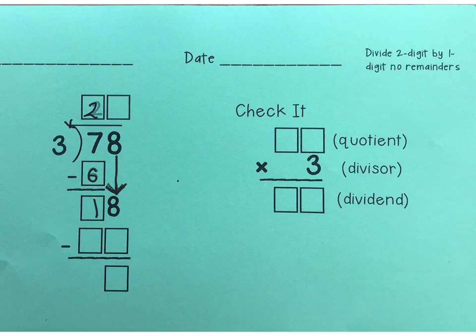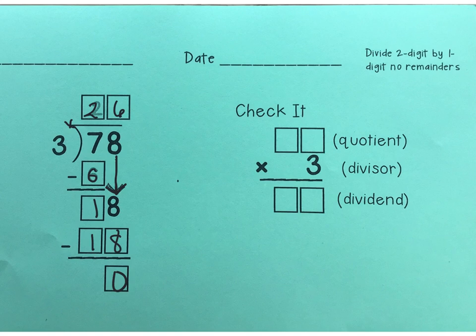18 divided by 3 is 6. 6 times 3 is 18. We subtract and we get 0. We compare. Okay, so we don't have any remainders and we can write that answer in.